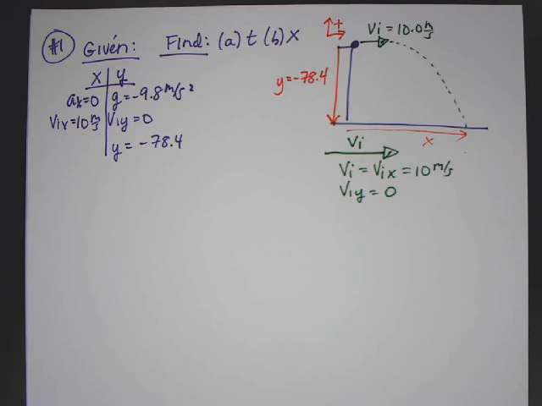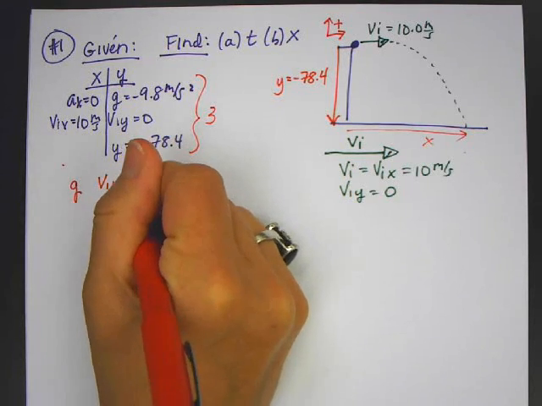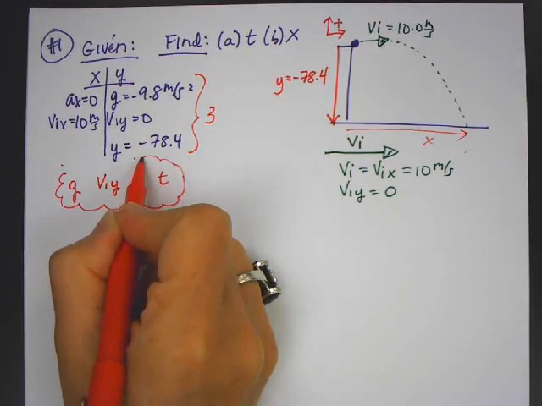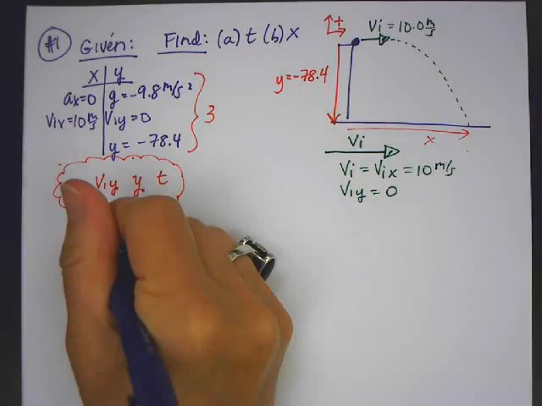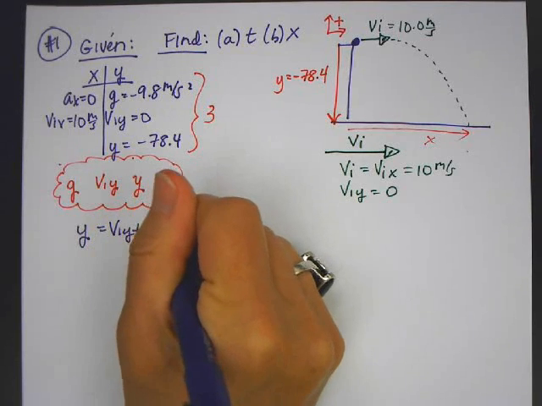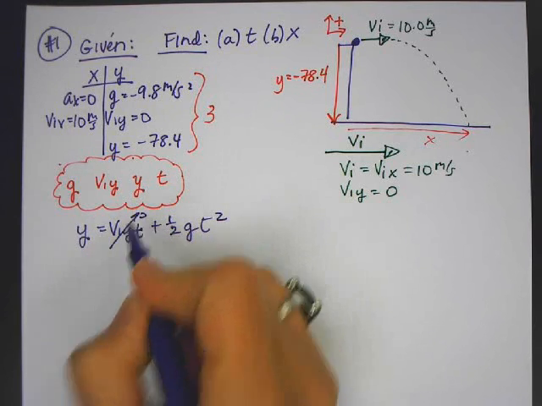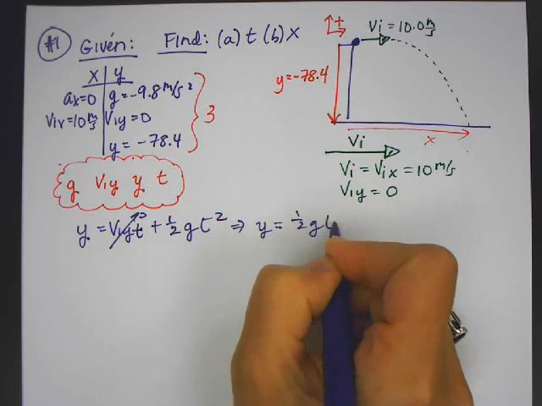Okay. Where do I start? Well, I look at each side and ask, which side do I have 3 things on? So I have 3 things here. The 3 things I have are g, viy, and y, and I want to find t. So now I'm going to say to myself, is there any equation that has these 4 variables? So the equation is y is equal to viy t plus 1/2 g t squared. Because viy is 0, that whole term disappears. So I just end up with y is equal to 1/2 g t squared.